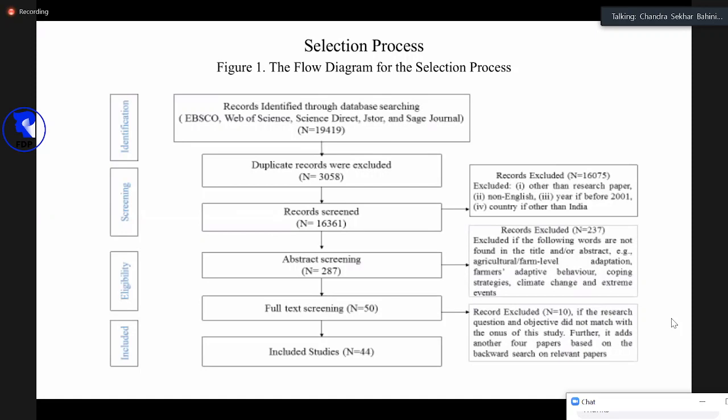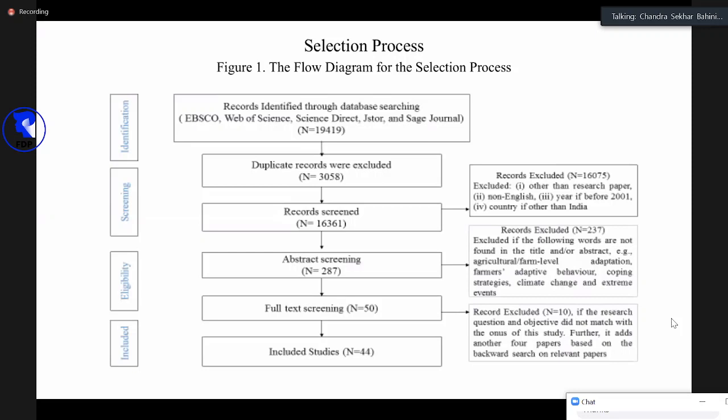Now we are going through all the papers by full text. We have gone through the full text of the 50 papers to see whether these papers address the research question or objective that match with our objective and research question, which is basically what we are looking for. So basically we have excluded 10 papers, and we end up with the 40 papers.